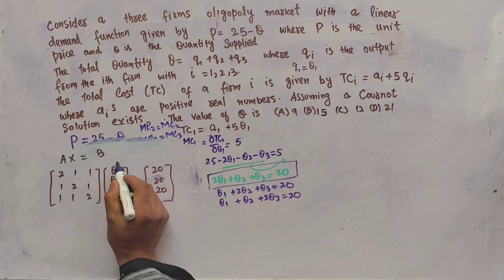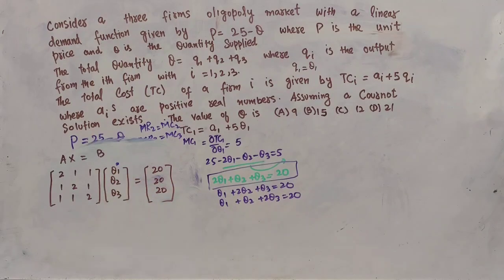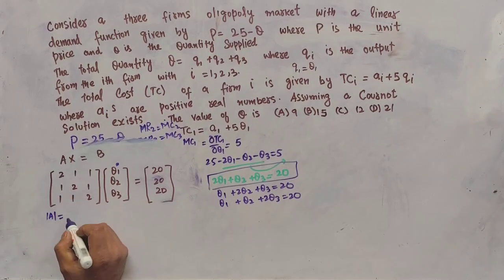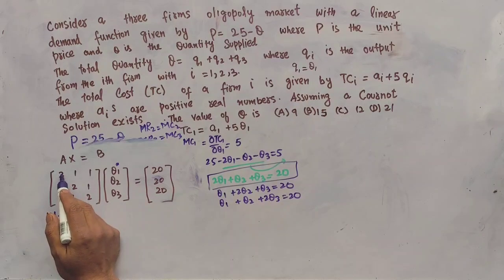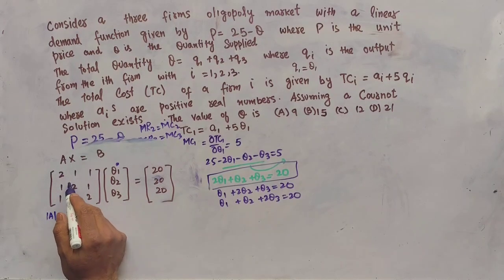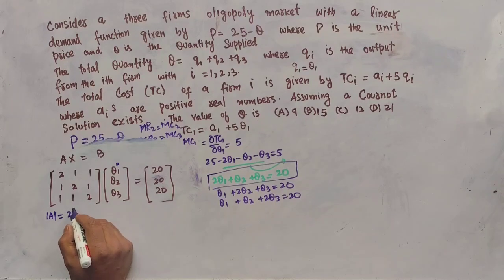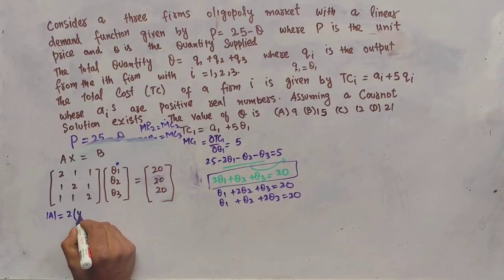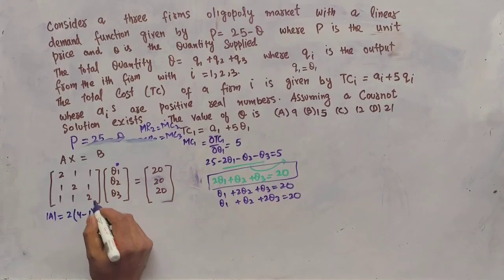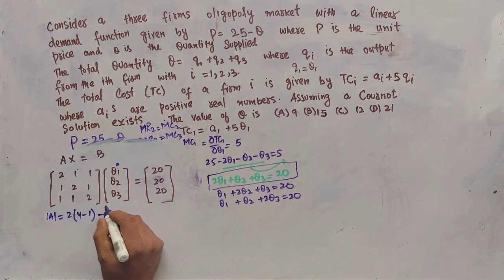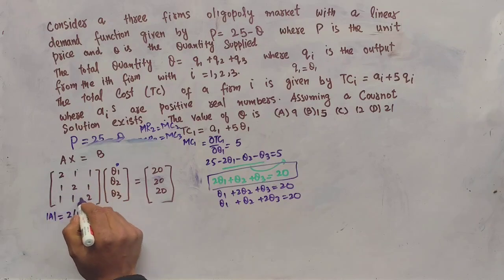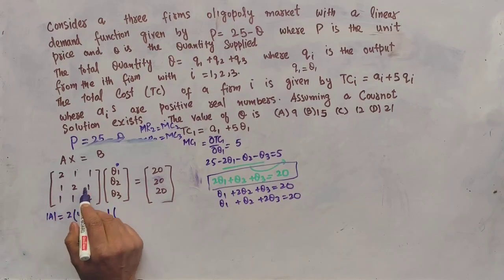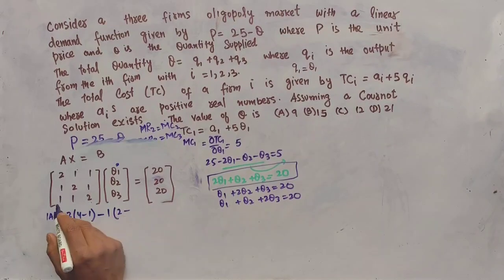We need to find out the value of Q1. First I need to find out the determinant of the coefficient matrix. How do I find the determinant? We write the first term, then mentally delete the row and the column in which it appears and multiply it with the resulting determinant. So we have 2 times, 2 2s are 4, minus 1 1s are 1. Then we write minus and write the second term, mentally delete the row and the column in which it appears and take the determinant of the remaining elements. So remaining elements are 1, 1, 1 and 2. So 1 times, 1 2s are 2, minus 1 1s are 1.